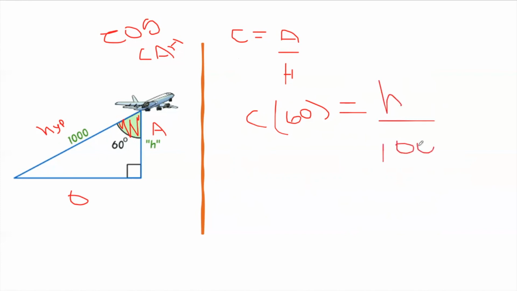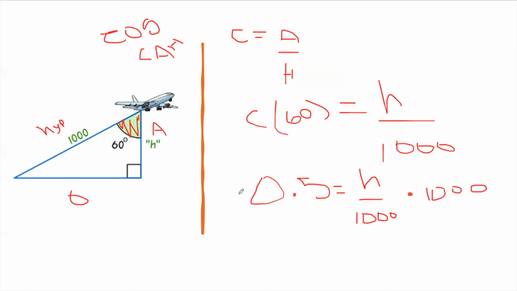Again, we've got to use our calculators. What's cos of 60? Well, cos of 60 is actually 0.5, so that's a good number to work with, unlike last time where we had a bunch of digits. So 0.5 is equal to h over 1,000. Now, like I said before, we have to multiply both sides by 1,000 to get rid of our denominator. So let's multiply both sides by 1,000.